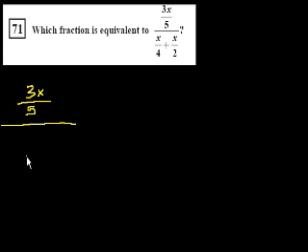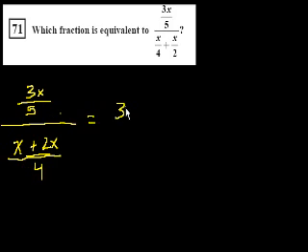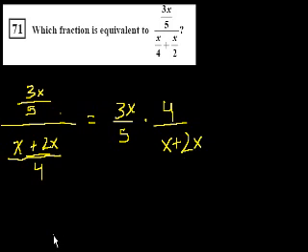So if we have a common denominator of 4, x over 4 is, of course, x over 4, plus x over 2 is the same thing as 2x over 4, right? So plus 2x over 4. And now, if you divide by a fraction, that's the same thing as multiplying by its inverse. So this is going to be equal to 3x over 5 times the inverse of this, times 4 over x plus 2x. Let's see what we could do.